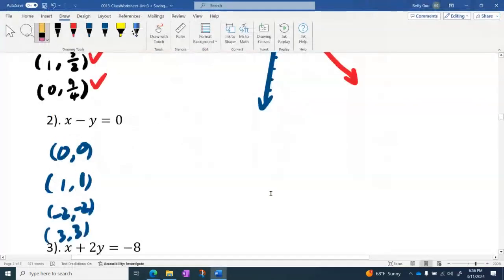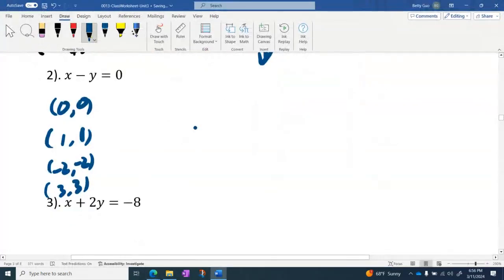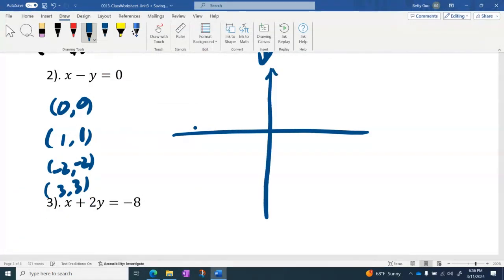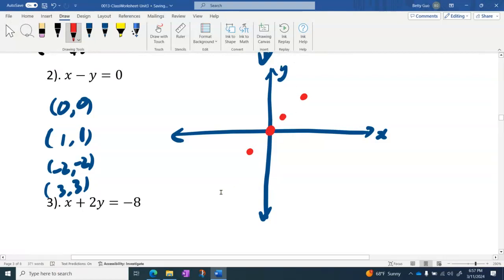So now we do the same thing. We are going to plot those points on the rectangular coordinate system, okay? This is y, this is x. 0, 0; 1, 1; -2, -2; 3, 3. We can easily find more solutions. And if you plot all those solutions, you will see all those solutions in a rectangular coordinate system are located on the same straight line. And the straight line is the graph of the equation.